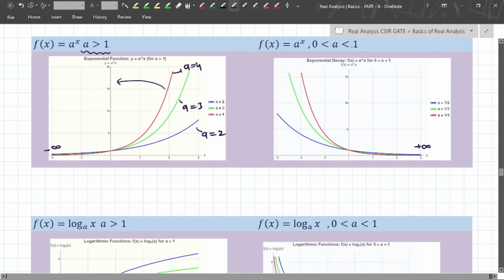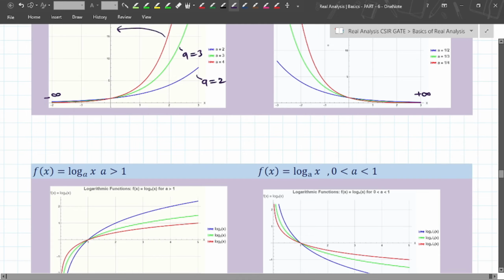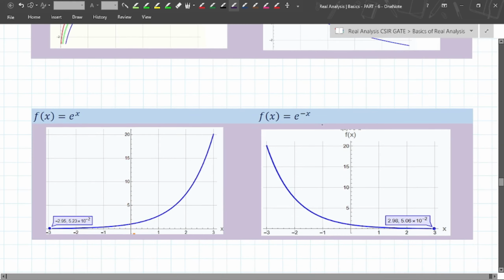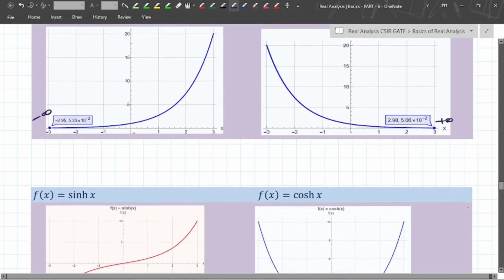Okay, if it is in between 0 and 1. Now, next one is log. This one is log when a is greater than 1, and this one is log when a is in between 0 and 1. This is the case. One thing is that if we take a equals 2.73, it is called e. Then it is like this. And if it is e to the power minus x, then it is not 0, you can see it is minus. For this, it is 5.23 into 10 to the power minus 2. It is not getting 0. It will go to minus infinity and plus infinity. It is asymptotic. This property is called asymptotic.